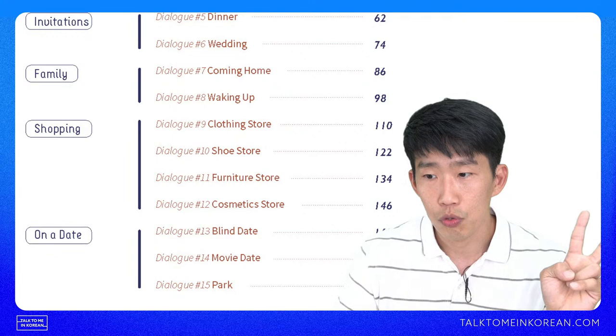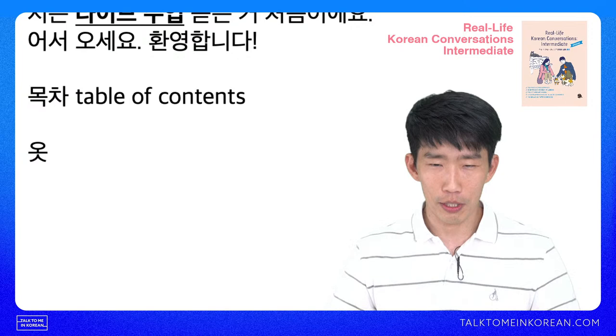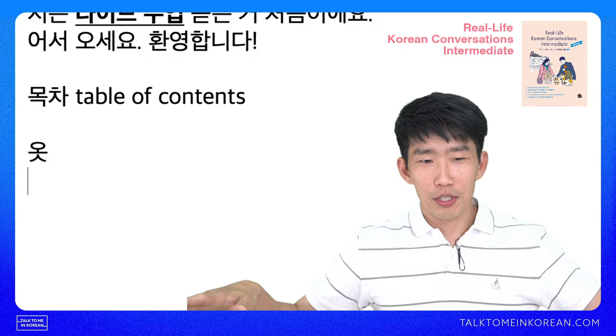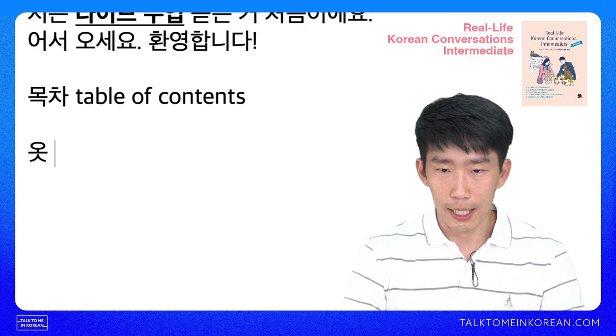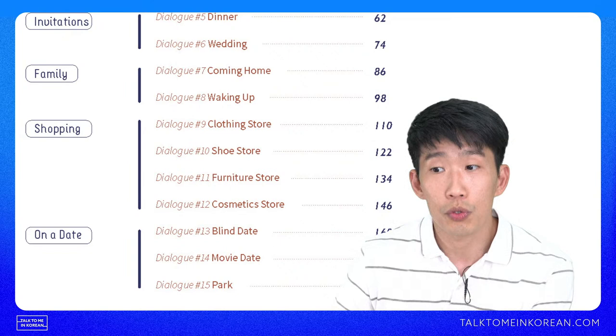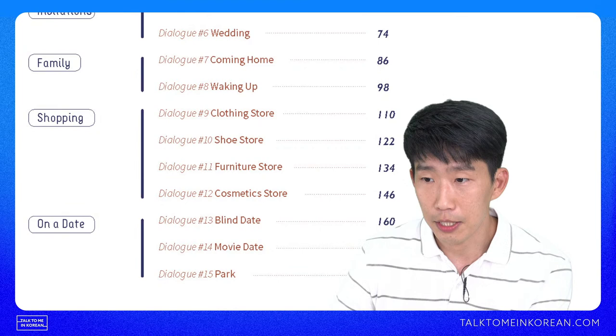and shoe store. For beginners, 옷 is a cute looking word because it does look like a person walking to the side, a sidewalk, crab walk kind of thing. So you can remember it like that. 옷가게, clothing store, and then shoe store, 신발가게, furniture store. So this is in the grand category of shopping. Cosmetics store, 화장품 가게, and blind date, movie date, and at the park.